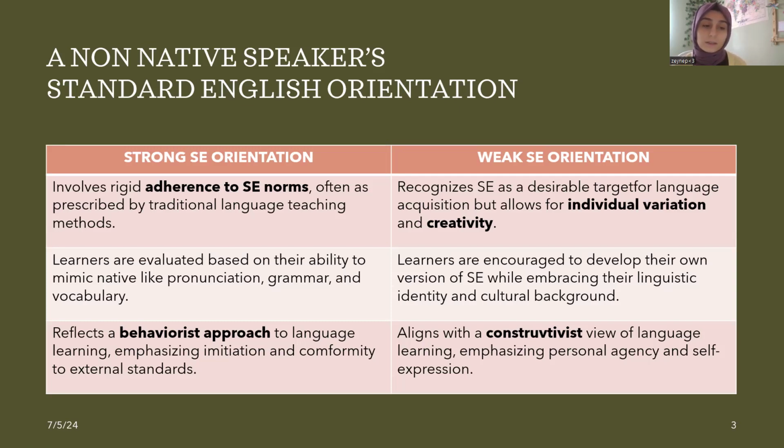Strong SE orientation reflects a behaviorist approach to language learning, emphasizing imitation and conformity to external standards. Weak SE orientation aligns with a constructivist view of language learning, emphasizing personal agency and self-expression. We can say that constructivism is better because instead of mimicking the natives, we should emphasize personal agency and increase everyone's, and especially our students', self-expression.